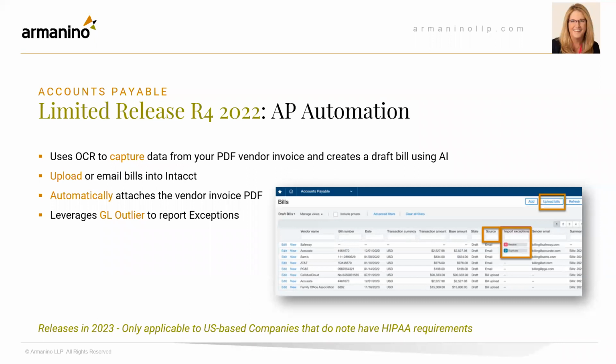But for those of you who have not seen this 15 times, I want to let you know that what's coming is AP automation, which will use OCR to capture data from your PDF invoices. It will create a draft bill using AI.